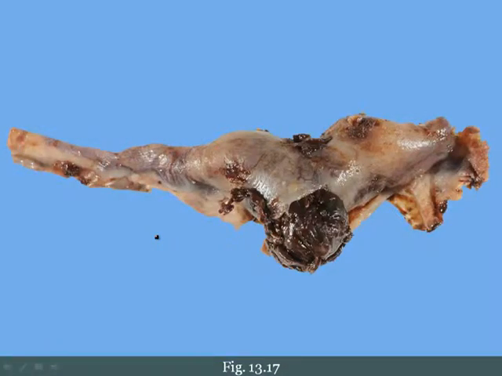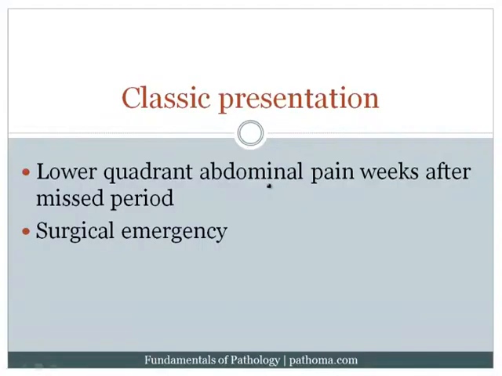Here's what an ectopic pregnancy would look like. This is the fallopian tube. Clearly this region of the fallopian tube is expanded, and you can see this area of hemorrhage at this point where the tube is actually ruptured. The classic presentation is that the patient comes in with lower quadrant abdominal pain.